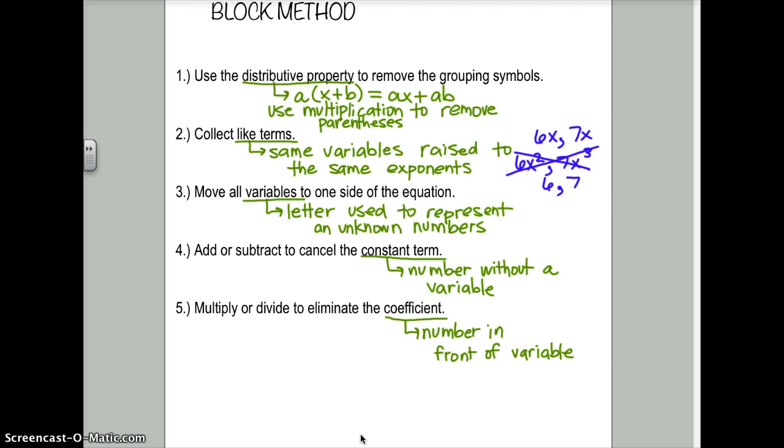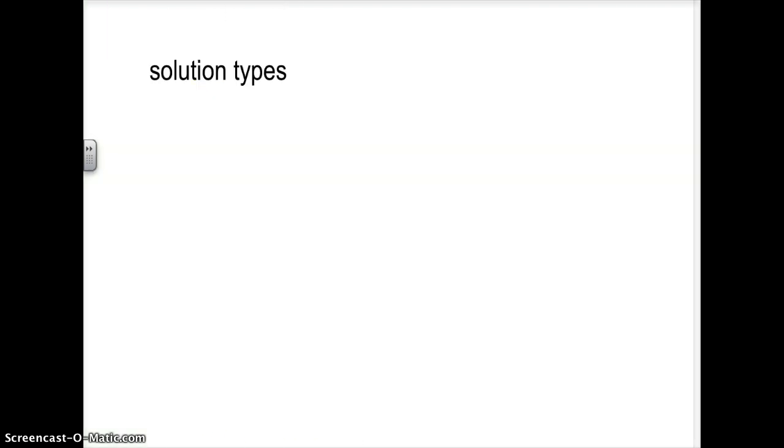Very last thing you're going to do is you're going to multiply or divide to eliminate the coefficient. Okay, so it's the number in front of the variable. You want to multiply or divide to get rid of that. You don't want it there. We want to know just what x equals. Okay, we don't care what 5x equals. That doesn't help us. Get rid of the coefficient so that we can actually know what it equals. Okay? When you do this process, you're going to have some interesting solution sets off of that. They are called the identity set, or the identity solution, and the contradiction.